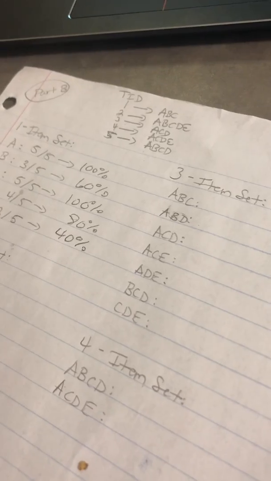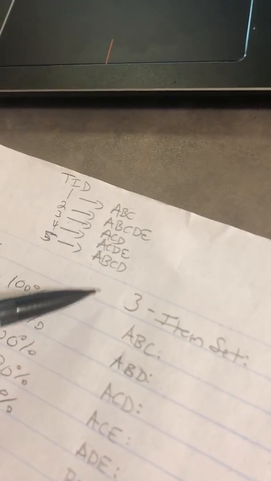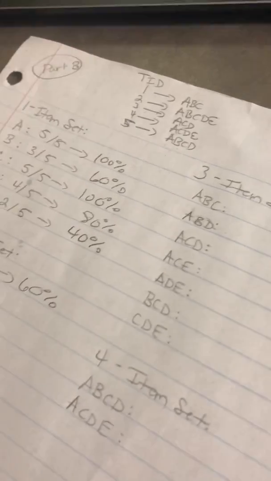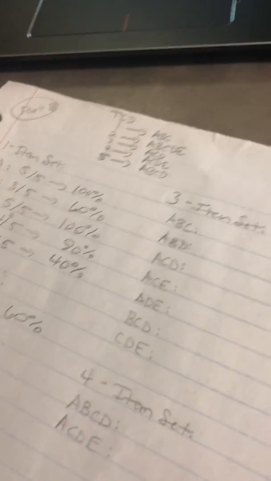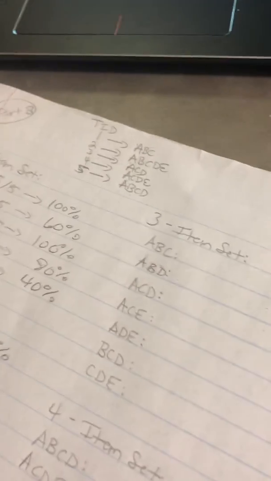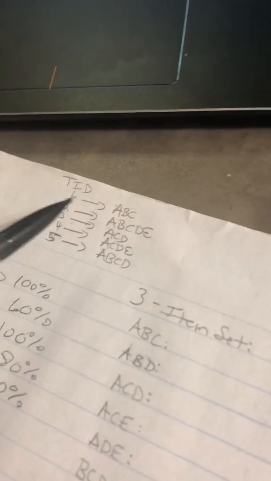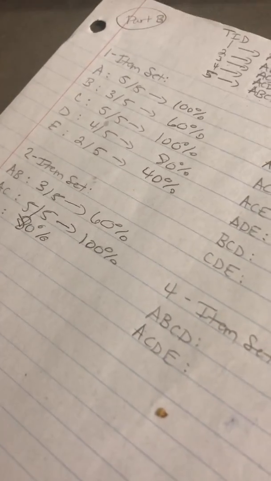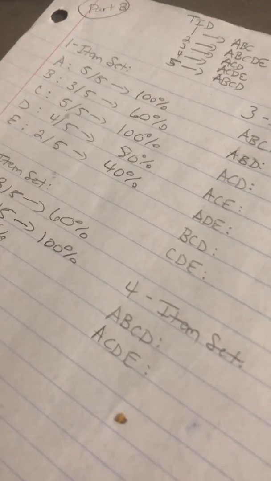And then for the second item set, only 3 out of 5 are used for A and B, as you can tell. So there's 1, 2, 3 AB's. So that's going to be 60%. Same thing with AC, except there's 5 out of 5 ACs. It's used in each one, so it's going to be 100% for AC. And then AD is used 4 out of the 5 times, as you can tell, so that's going to be 80%. And then AE is used 2 out of the 5 times, so that's going to be 40%.